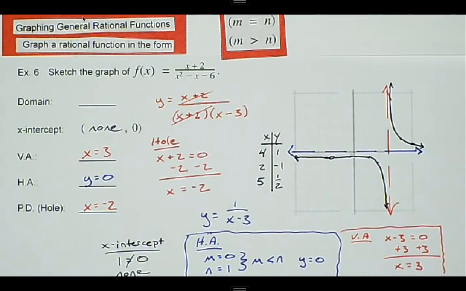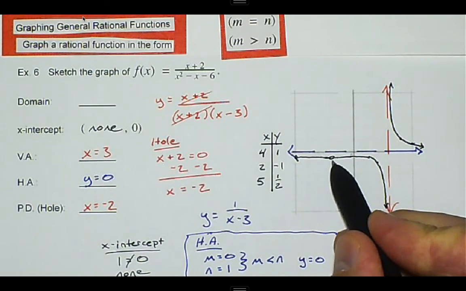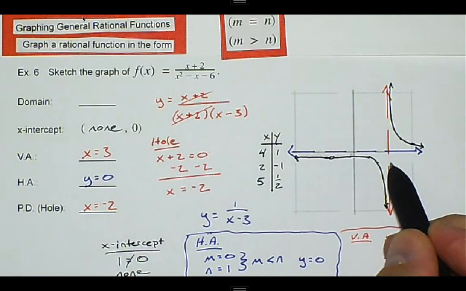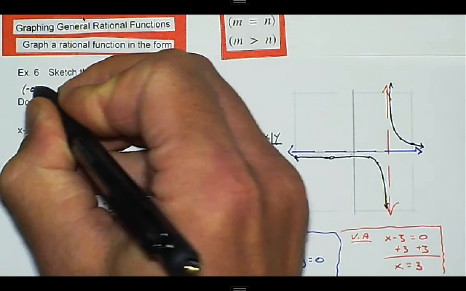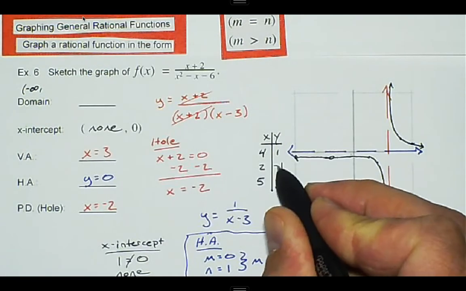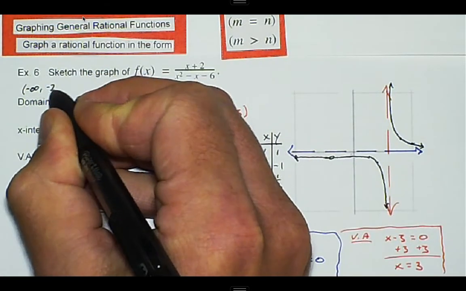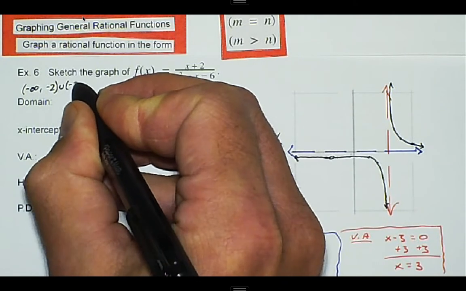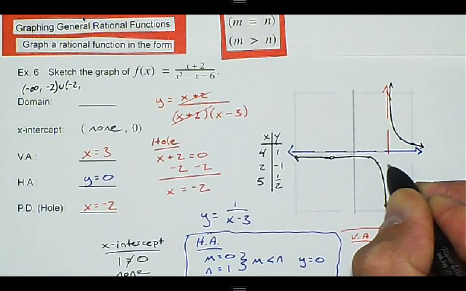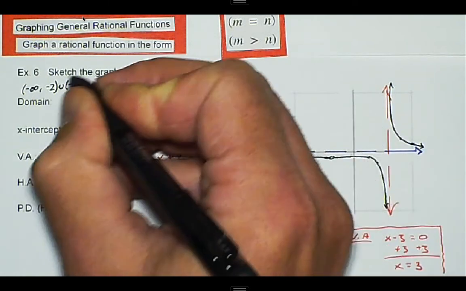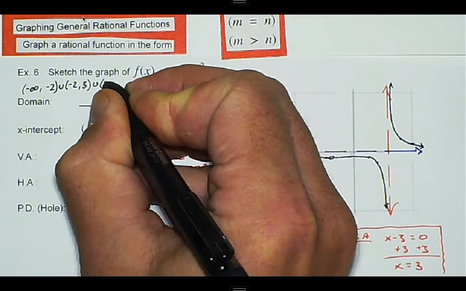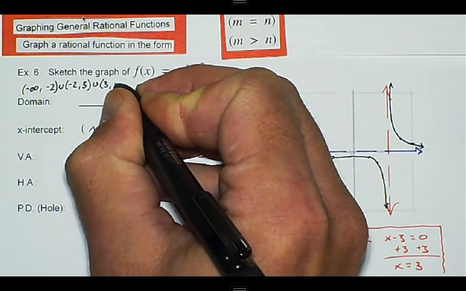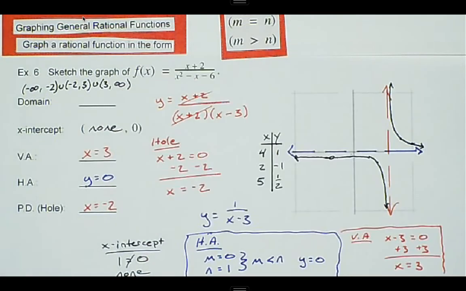And then we can look at our domain, and our domain is defined everywhere except for -2 and 3. So for this, our domain is going to start at -infinity and go to -2. So -infinity to -2, union, then it's going to start at -2 and go to 3. And then union, it's going to start at 3 and go to infinity. And that will be the domain.